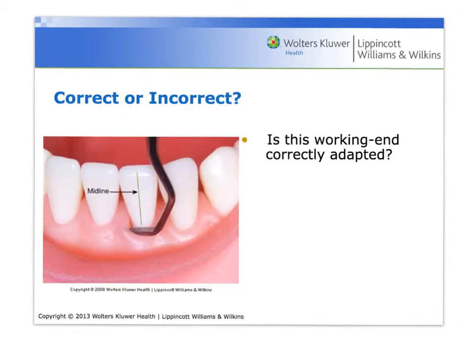If you're following along in the textbook, this slide can be found on page 226. It's the bottom slide. And is this working end correctly adapted, yes or no? The answer would be no. In fact, the tip of the instrument is sticking out and would be what is called gouging the gingiva there on the side. So this is an incorrect technique.